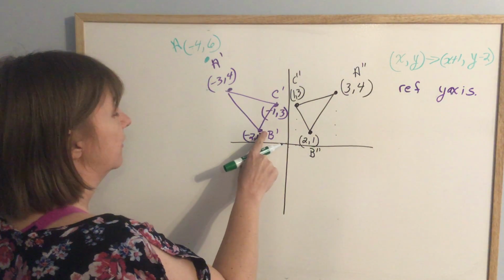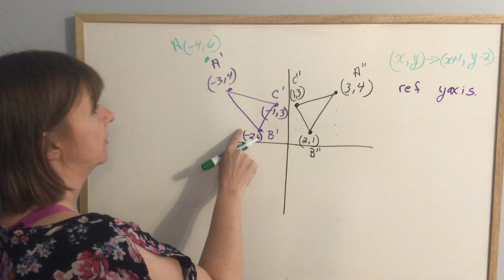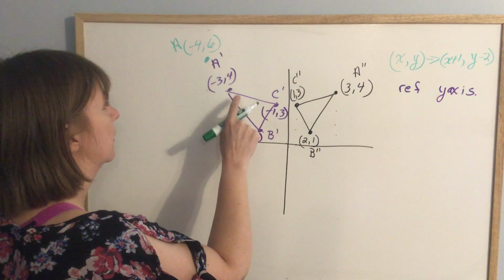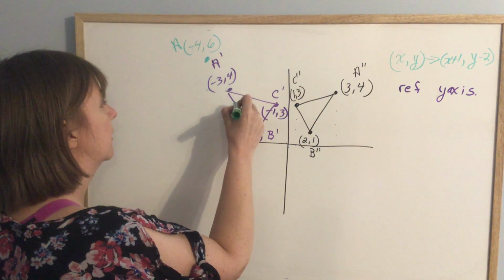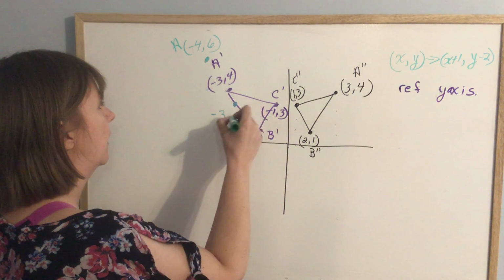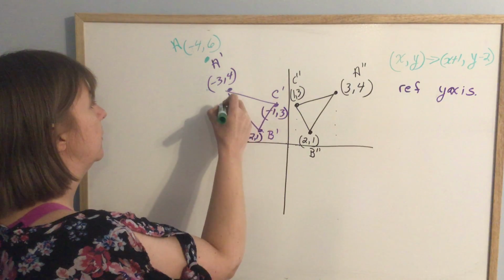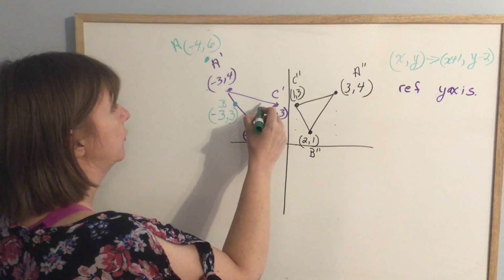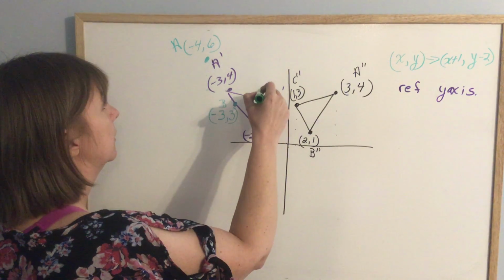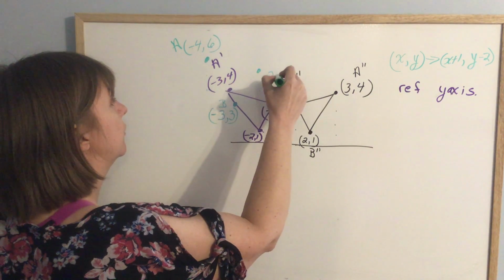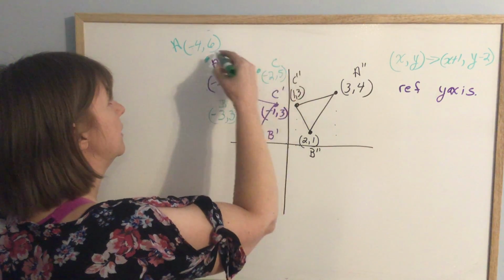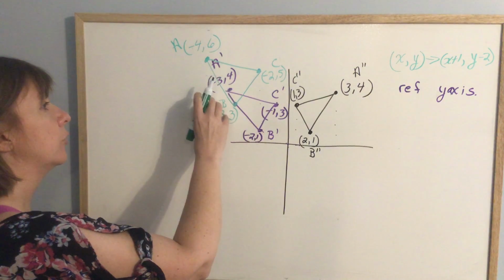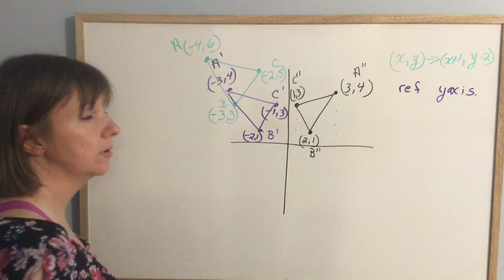Point B, instead of going forward 1, I'm going to go back 1 to -3. And I'm going to go up 2 to 3. So I'm actually going to have a point at -3 and 3. That's going to be my B. My C, I'm going to go back 1 to -2, and I'm going to go up 2 to 5. So I'm going to be at -2 and 5. That is my C. So just this moved. It got moved to the right one, to the left 1, and up 2.